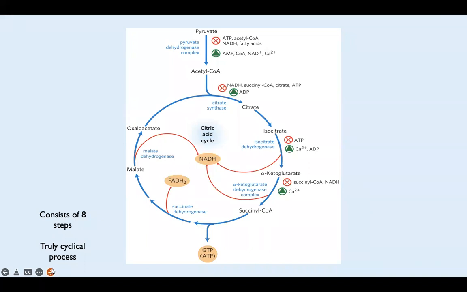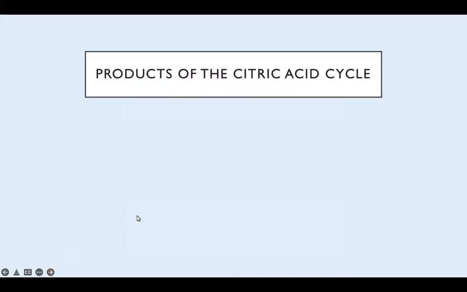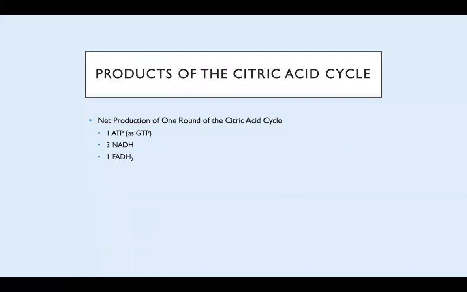And this citric acid cycle involves the use of a lot of intermediates such as citrate, succinyl-CoA, and oxaloacetate. However, what we really focus on are the products, what is produced from the citric acid cycle. So from one round, we have 1 molecule of ATP, 3 NADH, and 1 FADH2 molecule being generated.